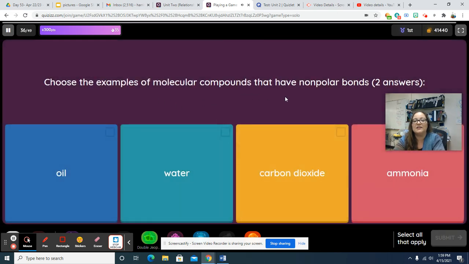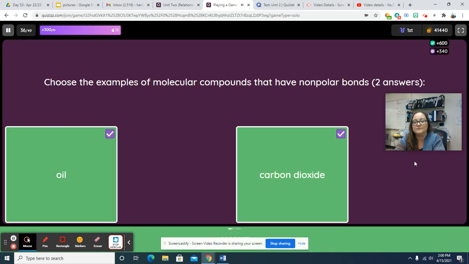Choose the examples of molecular compounds that have non-polar bonds. So these are going to be the things that aren't sticky to themselves and other things. These are going to be the things that don't mix well with water. So carbon dioxide and oil are both non-polar.